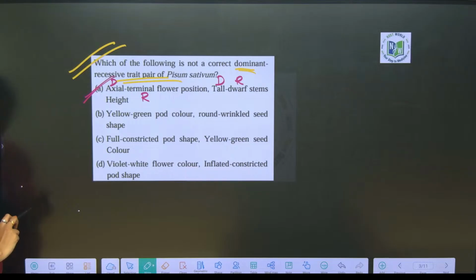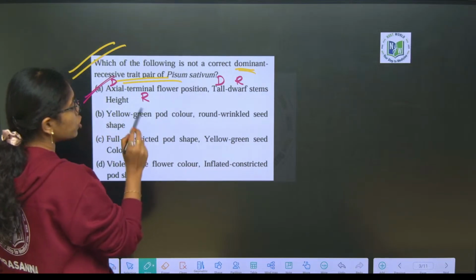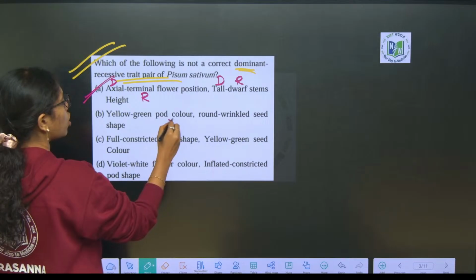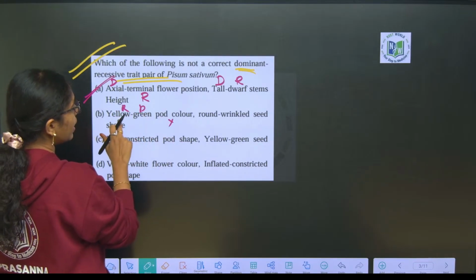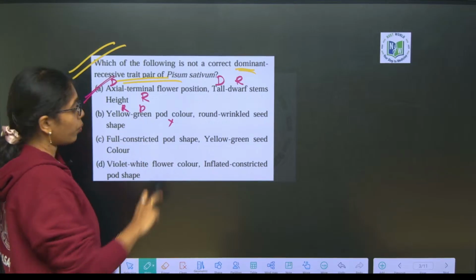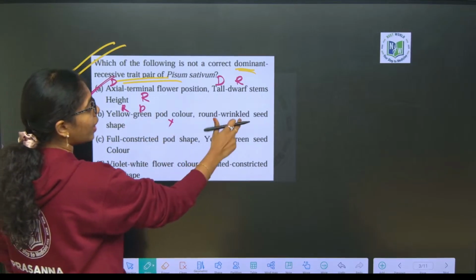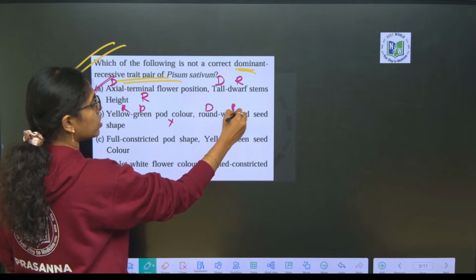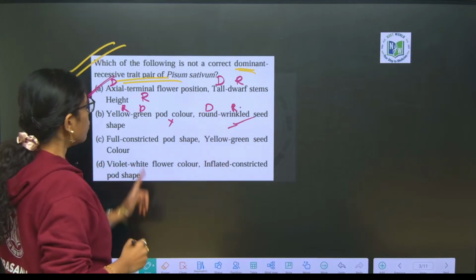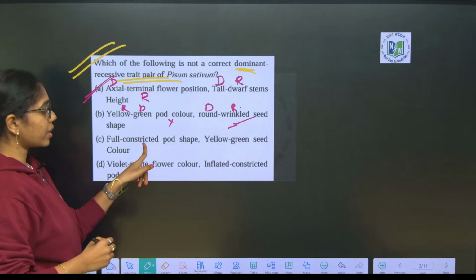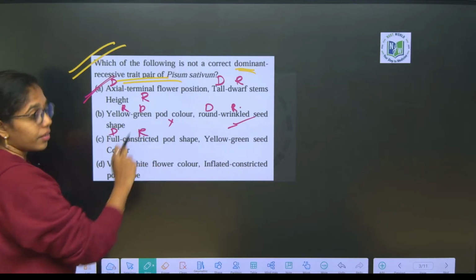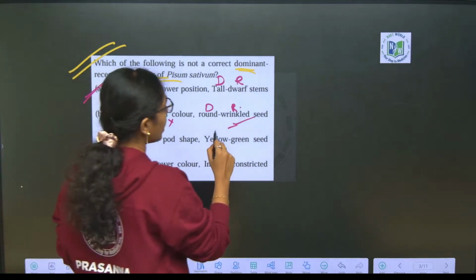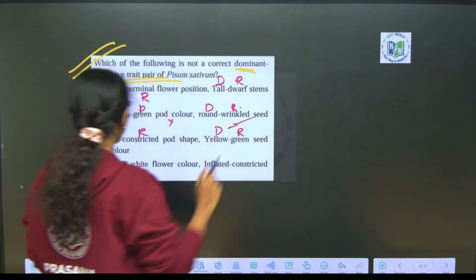Yellow and green pod color, green pod color is dominant, yellow is recessive. So, this is wrong. This is recessive and this is dominant. Dominant is green and recessive is yellow. So, this will be wrong. Round and wrinkled, round is dominant, wrinkled is recessive, this will be correct only. Full and constricted pod shape, full is dominant, constricted variety is recessive. Yellow and green seed color, yellow is dominant, green will be recessive.